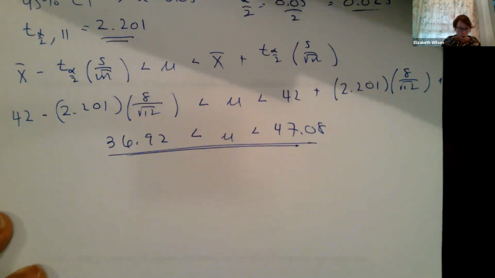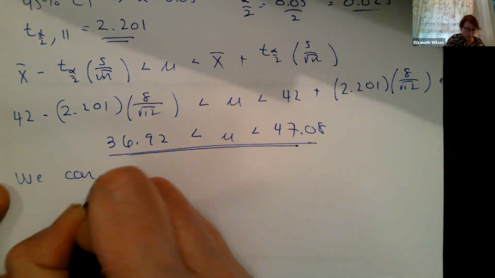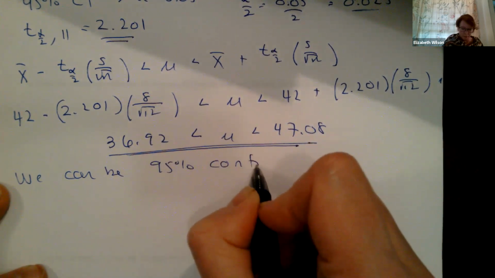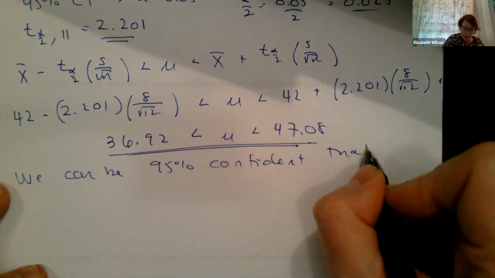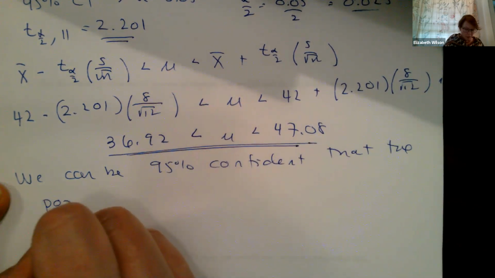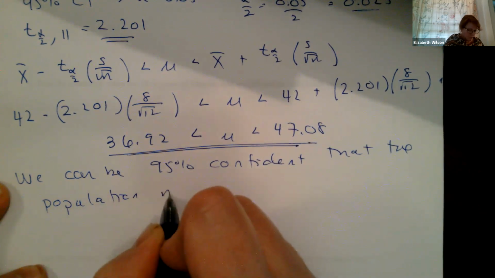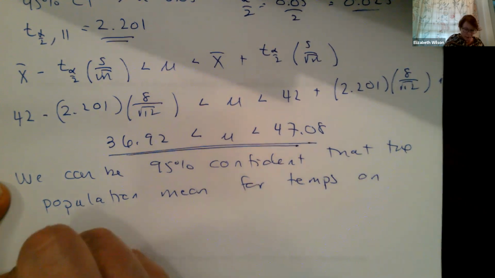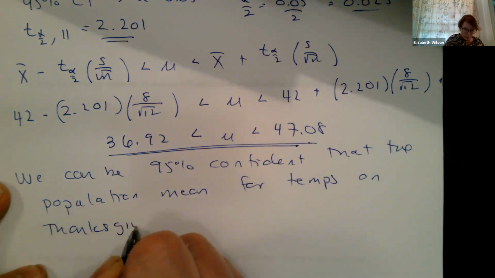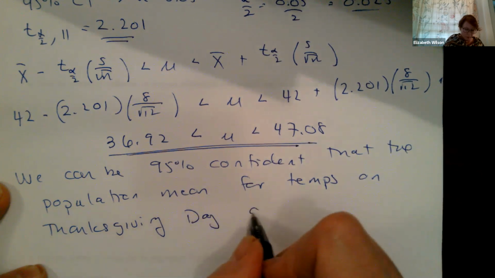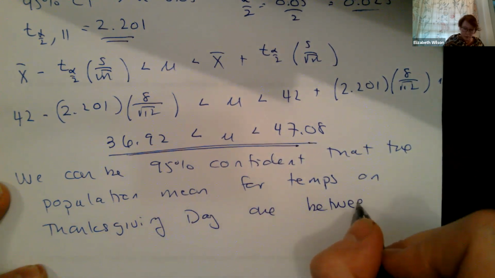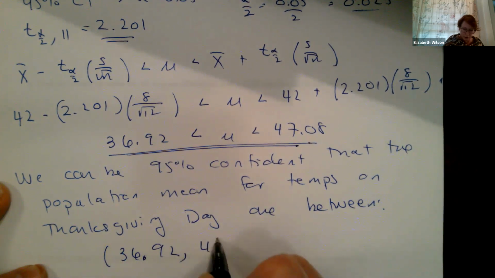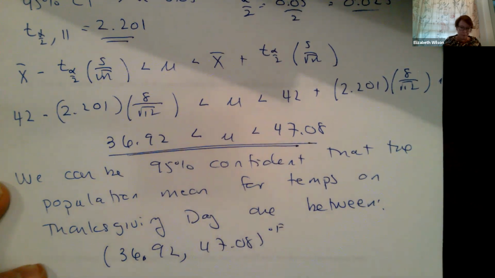So let's write that down in words so we can see. We can say we can be 95% confident that the population mean for temperatures on Thanksgiving Day are between these values, 36.92 and 47.08 degrees Fahrenheit.